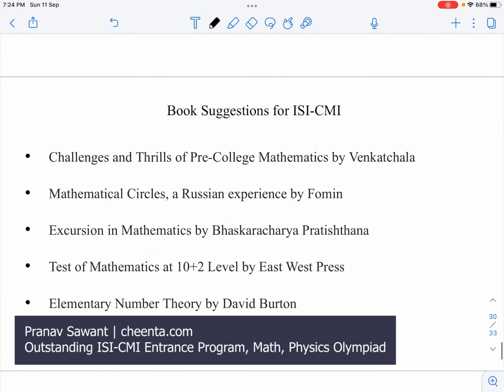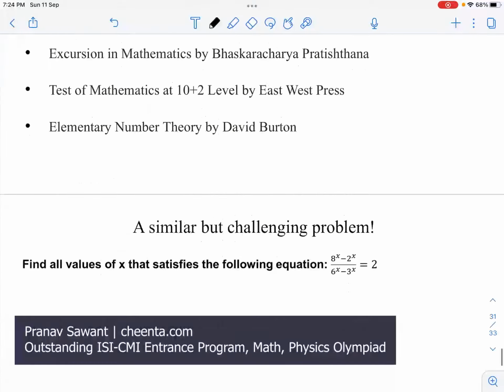Okay, so moving on to certain book suggestions for the CMI, we have Challenges and Thrills of Pre-College Mathematics, we have Mathematical Circles, a Russian Experience, we have Excursions in Mathematics, we also have A Test of Mathematics at the 10+2 level, and we of course have Elementary Number Theory by David Burton.